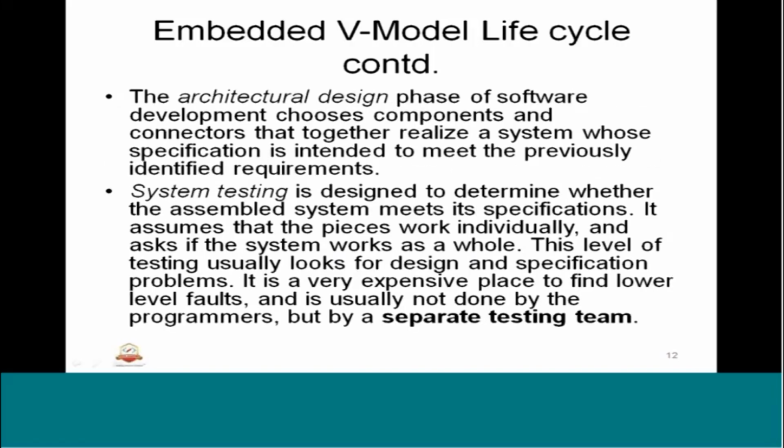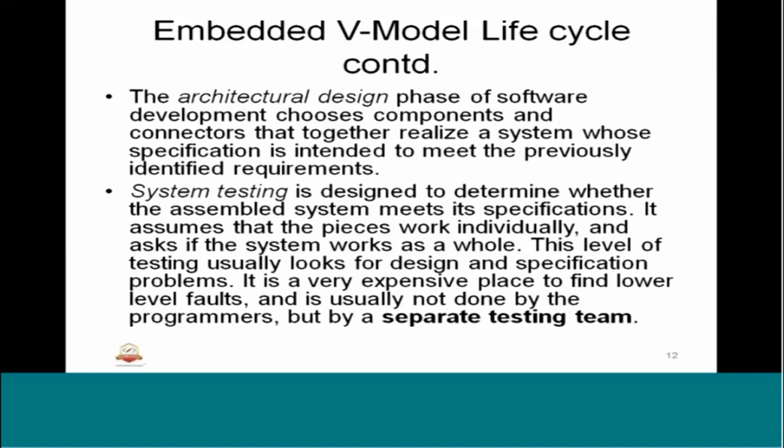Next one is the architectural design phase of the software, which uses components and connectors. That means the interaction of the various modules to realize the system, whose system specification is intended to meet the previously identified requirements. That means we have the high level requirements which will map with the different components as an interaction of the various components to come up with an overall design or the architecture design.